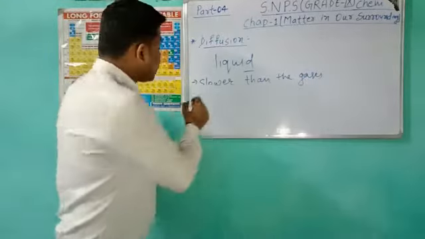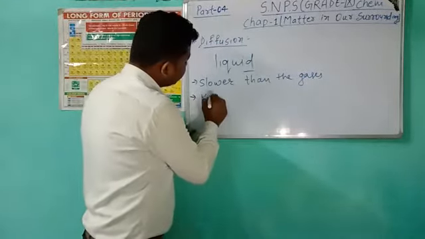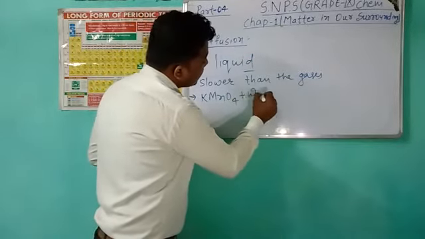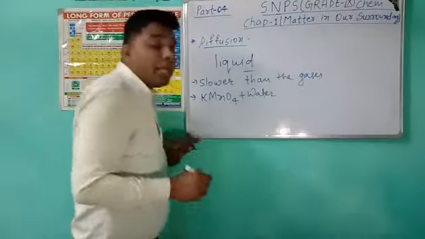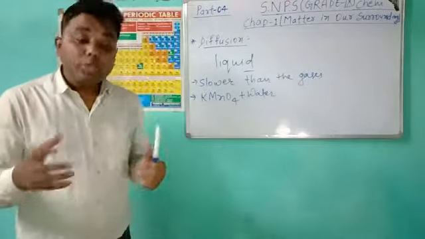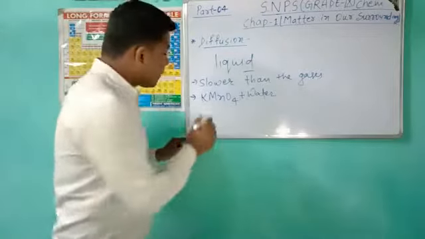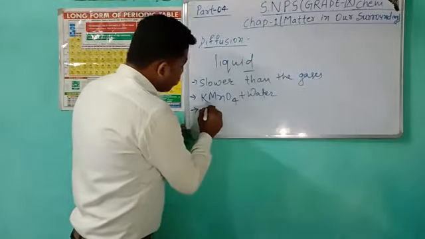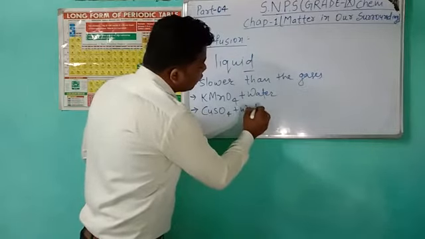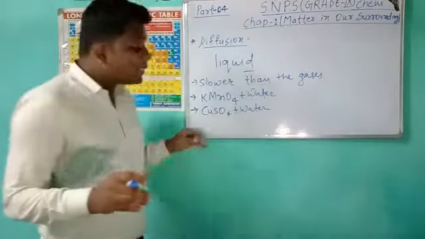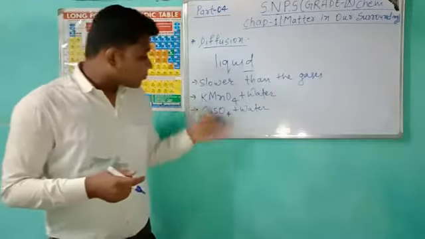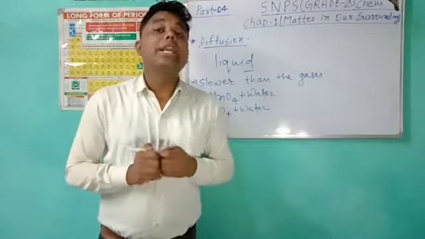If we put some potassium permanganate into water, then it takes some time to dissolve, to diffuse in it. If we take copper sulfate at the bottom of a glass of water, then it takes some time to dissolve in it. So this is the diffusion process in liquids.